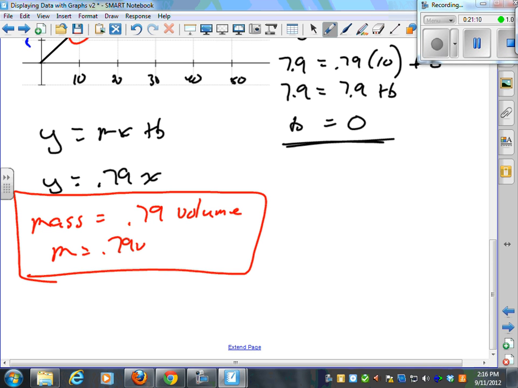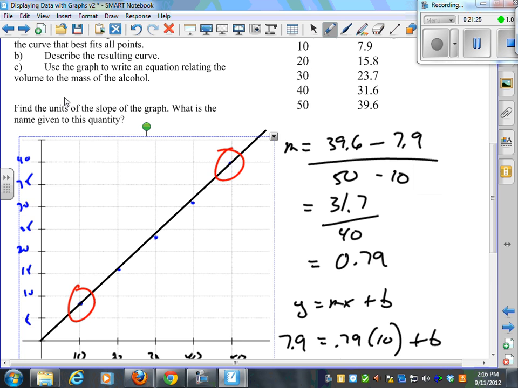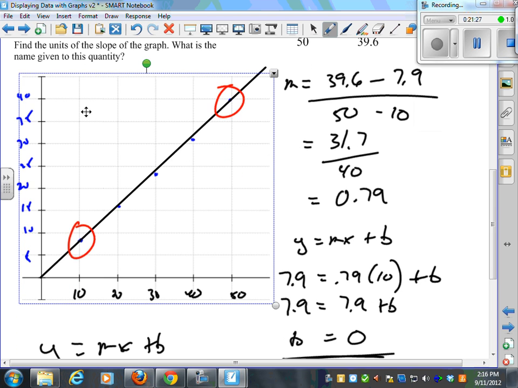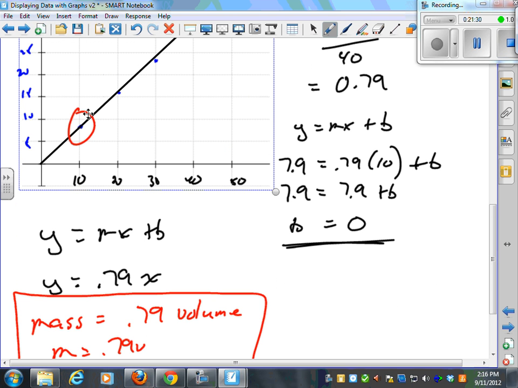Now I know there's not a lot of time left, but I would really like it if you guys could get number 3 done for tomorrow. Okay? Use what I just showed you. Did I not do B? Oh, what's D? Doesn't it say what's the units of the slope of the graph? All that again is, once again, grams per cubic centimeter, density, right?